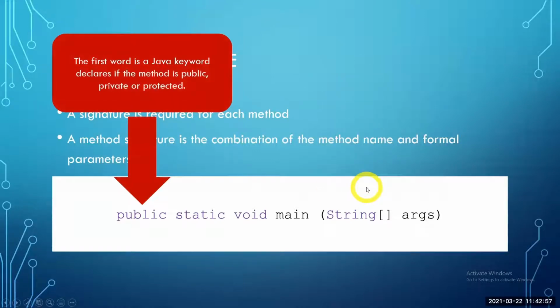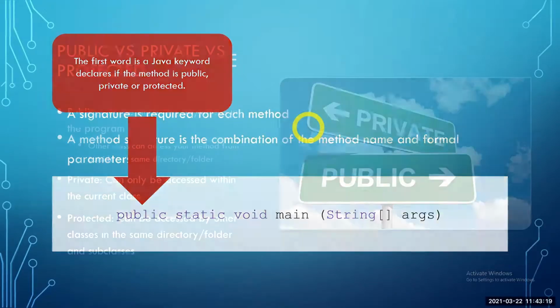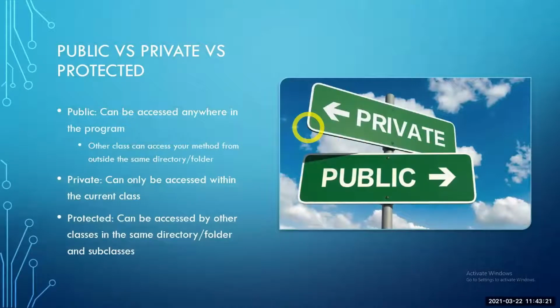So if we break this down even further, the first word is a Java keyword. I can't think of the type it is, but it's either going to be public, private, or protected. All right, the visibility. There we go. It's either going to be public, private, or protected. We'll talk about that further, but basically that's what you have first. And here we go, public, private, and protected.